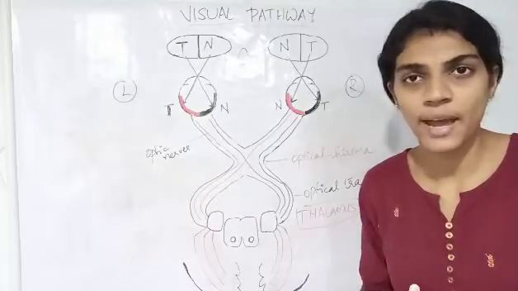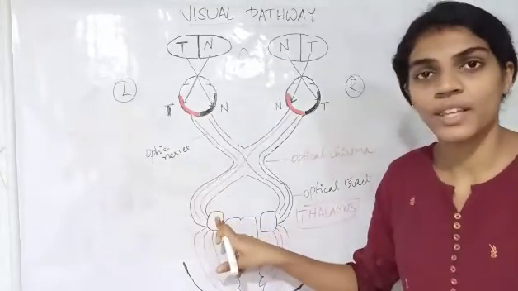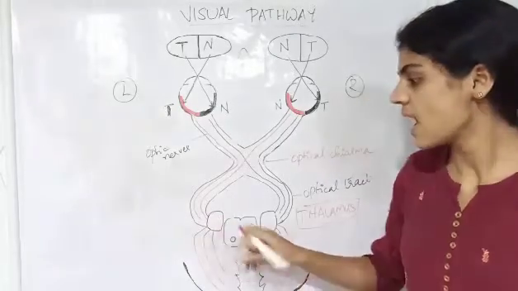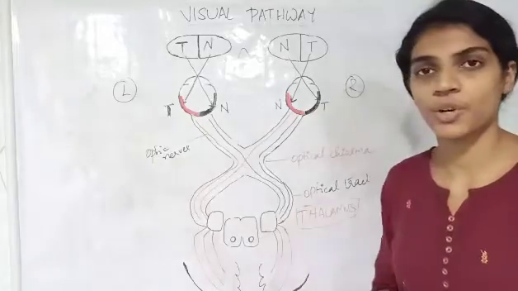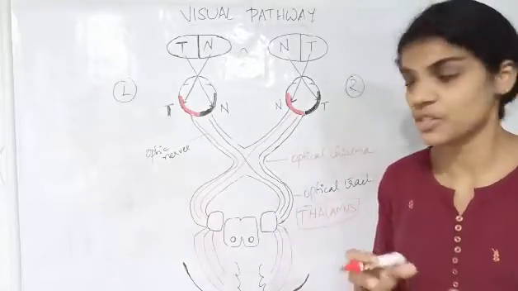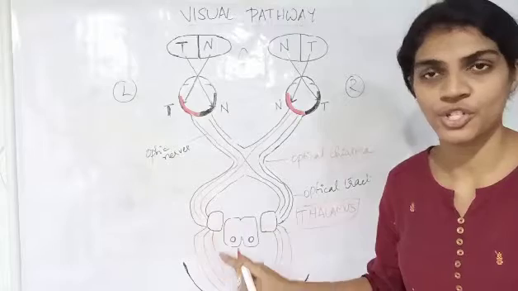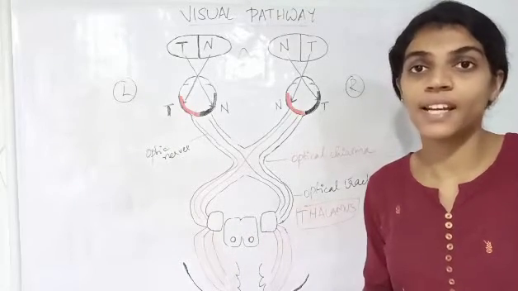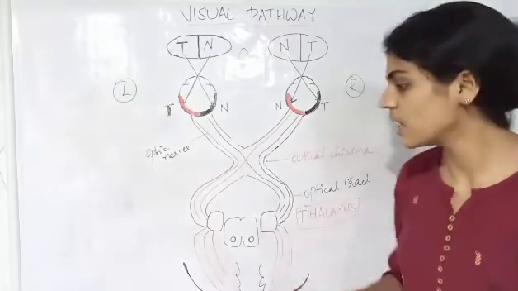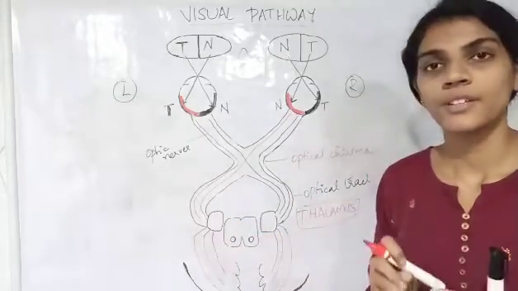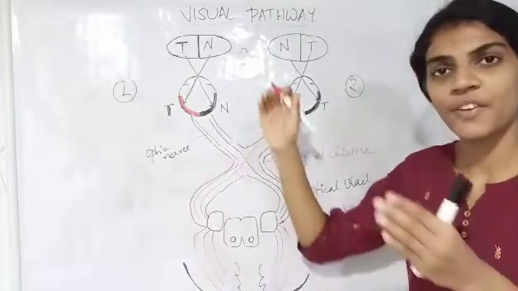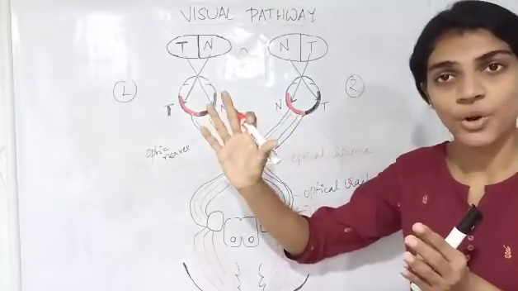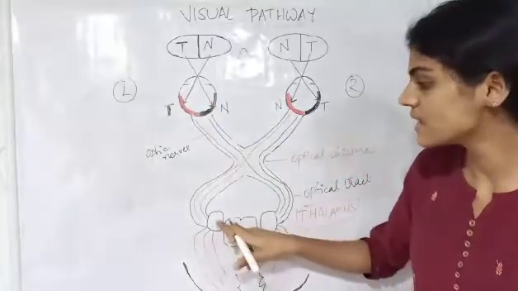After that, what happens? It will synapse with next order neurons. What are next order neurons? You can see third order neurons here. First and second order neurons you can find in the retina, and the third order neurons means you can see the first set of neurons in the retina, the second set of neurons also in the retina, and the third set.